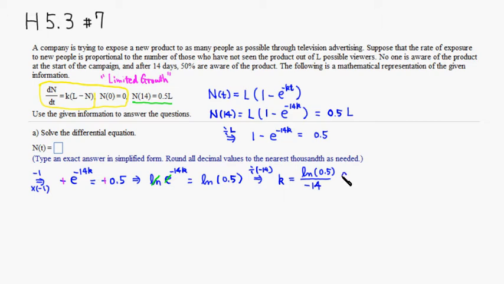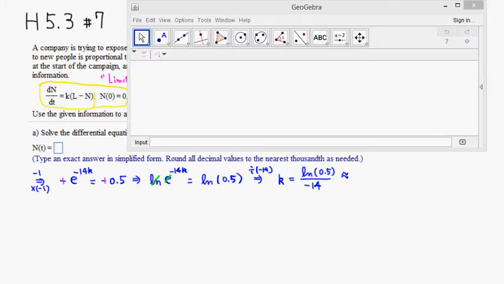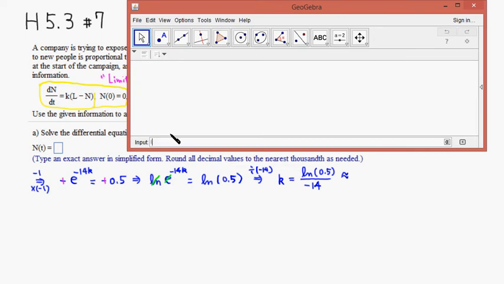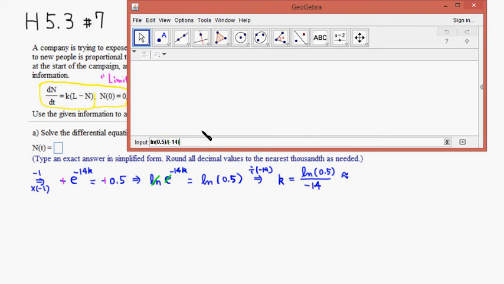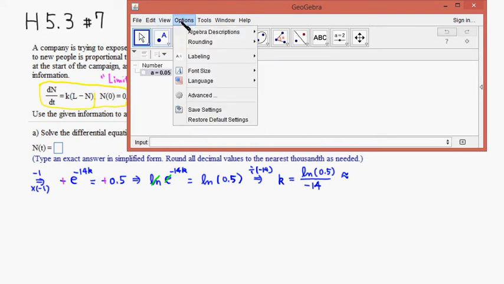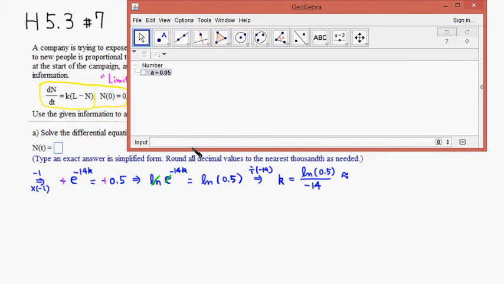So let's find this value. Round all decimal values to the nearest thousandth as needed. So here is Geogebra. I'm going to type in natural log of 0.5 divided by negative 14. Then we want to see the thousandths, so I'm going to set 3 decimal places, then hit enter. So it came out to be 0.05.